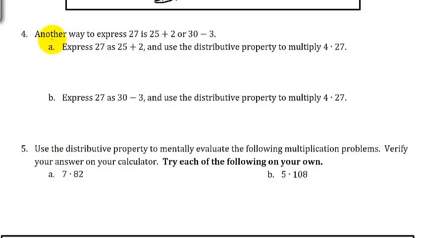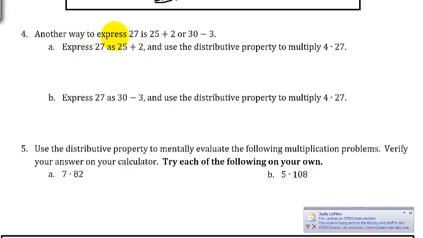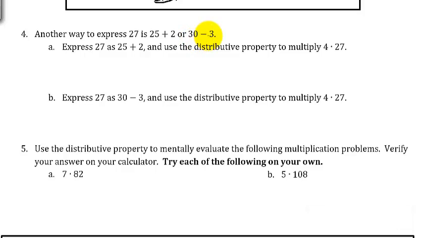So in problem 4, there's another way to express 27, and that's 25 plus 2, or you could express it as 30 minus 3. I think it's easier to do addition than it is to do subtraction, but we're going to do it both ways with the 27, and then the next problem you can do it whichever way you prefer. So we want to use the distributive property to multiply 4 times 27.